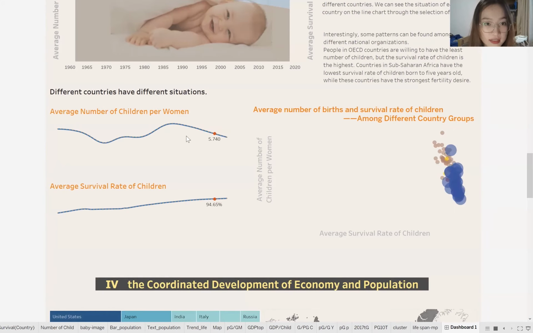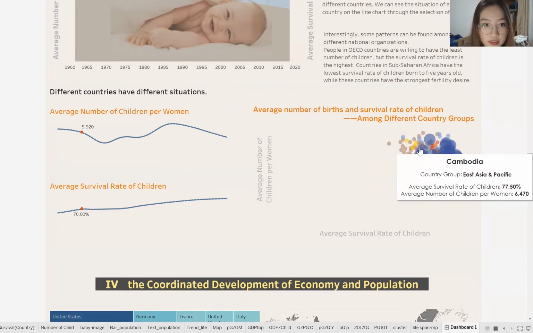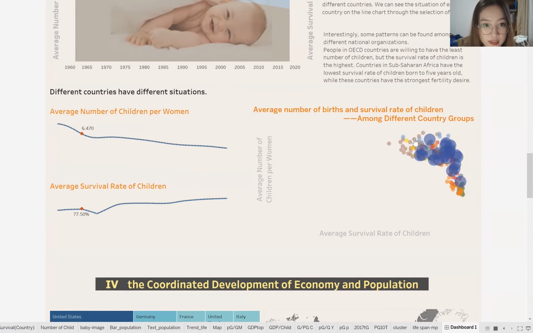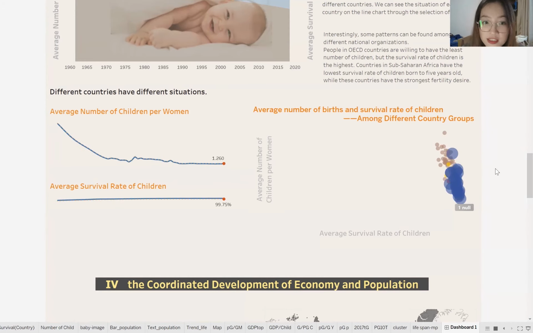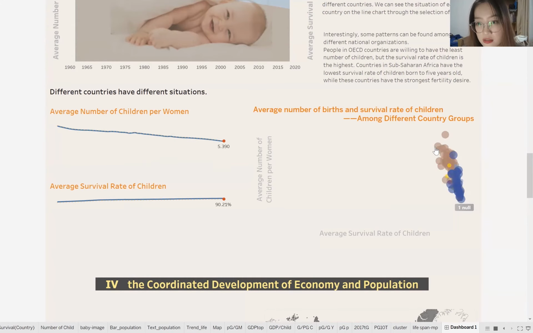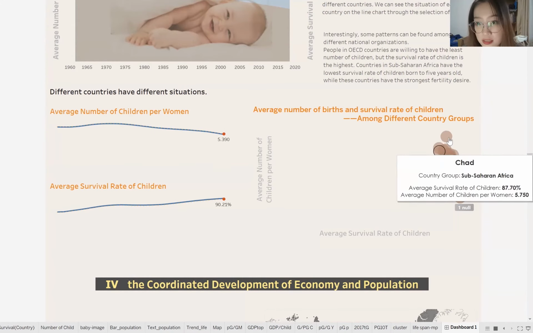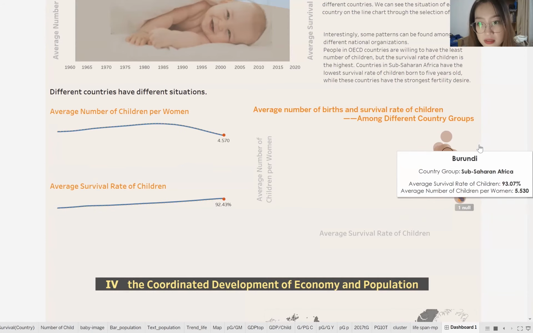Now, let's look at the situation of these 2 indicators among different countries on the line chart through the selection of filters. It seems like the situation between different countries is similar to the overall situation. Finally, let's take a look at what has been found among different country groups. Interestingly, some patterns can be found among them.